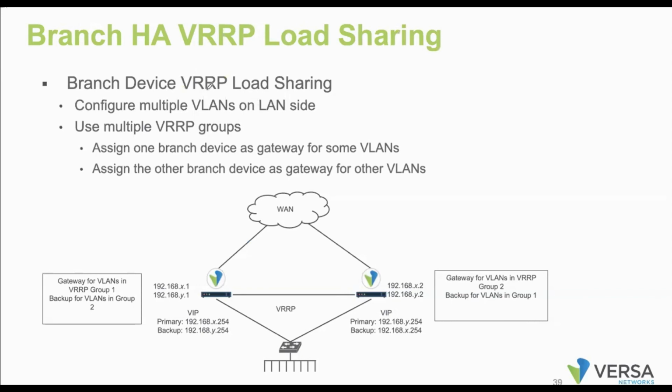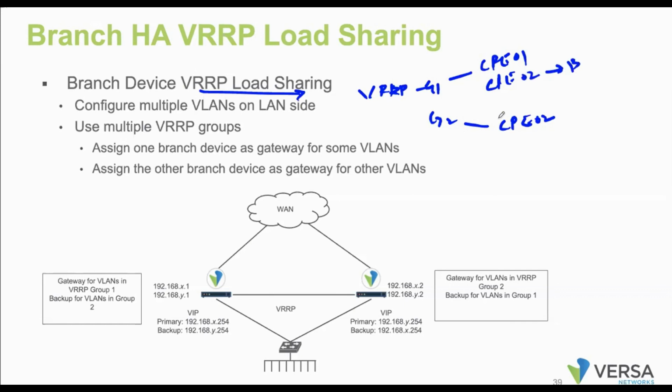If you want load sharing, how do you do VRRP load sharing? We create multiple VRRP groups, group 1 and group 2. In group 1 we make CPE01 the primary, and in group 2 we make CPE02 the primary, with CPE02 as backup in the first and CPE01 as backup in the second. Within each group, one branch acts as primary and the other branch acts as secondary.